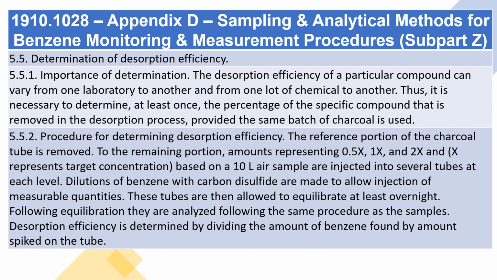5.5.2. Procedure for determining desorption efficiency. The reference portion of the charcoal tube is removed. To the remaining portion, amounts representing 0.5x, 1x, and 2x, where x represents target concentration based on a 10 L air sample, are injected into several tubes at each level. Dilutions of benzene with carbon disulfide are made to allow injection of measurable quantities. These tubes are then allowed to equilibrate at least overnight. Following equilibration, they are analyzed following the same procedure as the samples. Desorption efficiency is determined by dividing the amount of benzene found by the amount spiked on the tube.